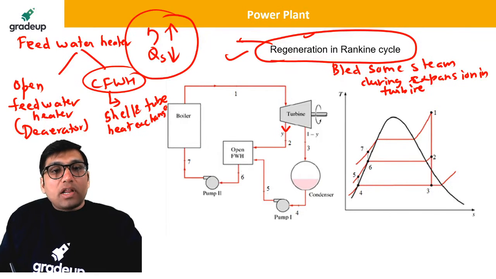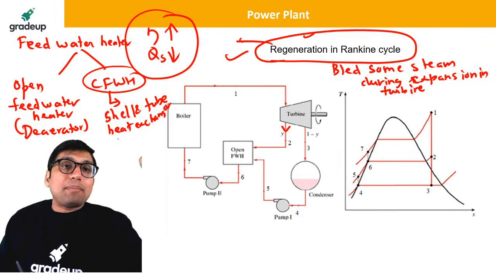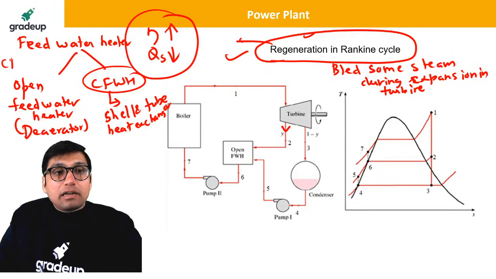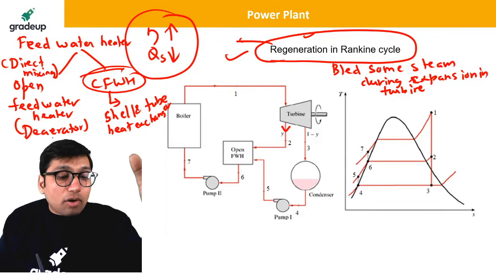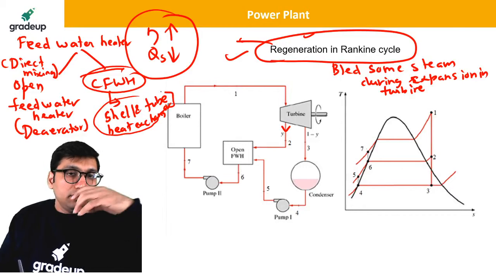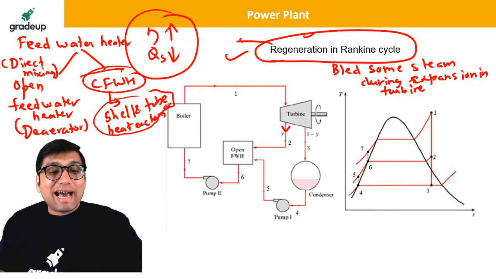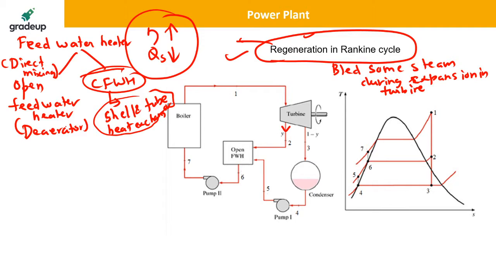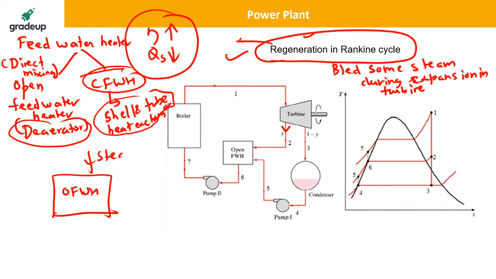Now what is the difference between the open and closed type? In the open type there will be direct mixing of steam and water. And in the closed type there will be indirect mixing of the steam and water, like a shell and tube heat exchanger where there is no direct mixing. In the deaerator, which is the open type feed water heater, the steam will come from this side and the feed water will come from this side.